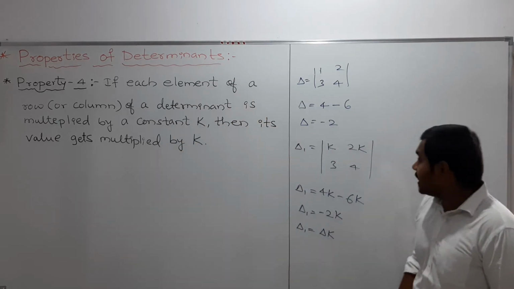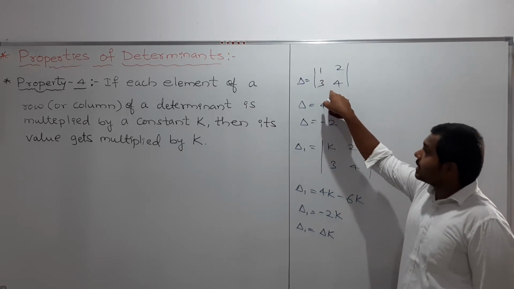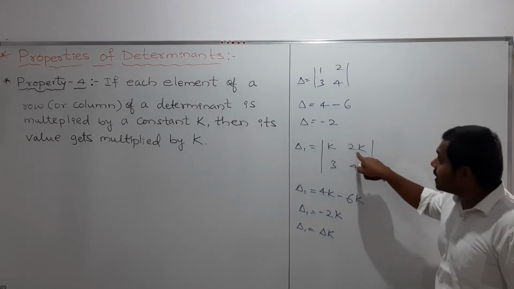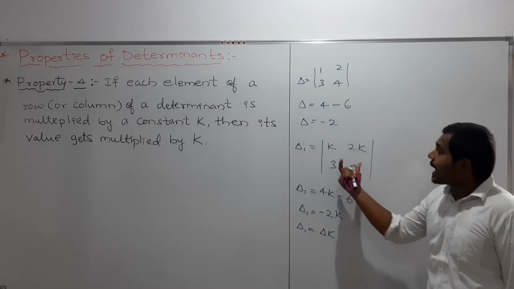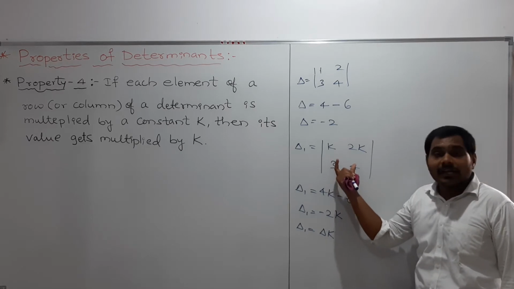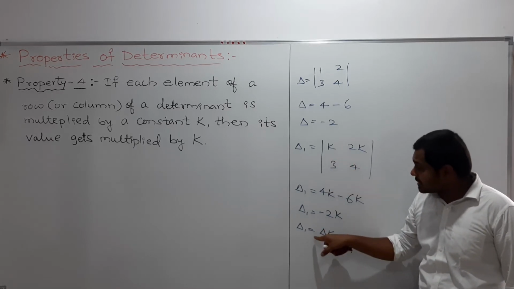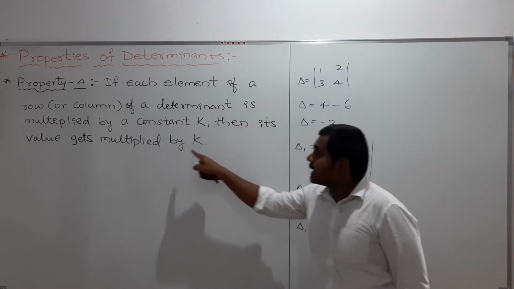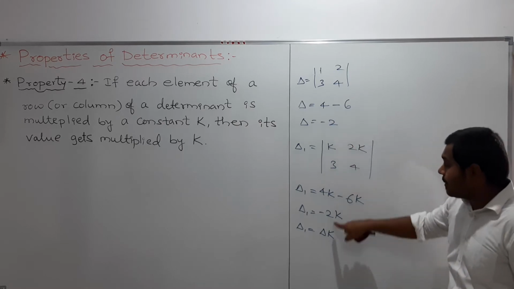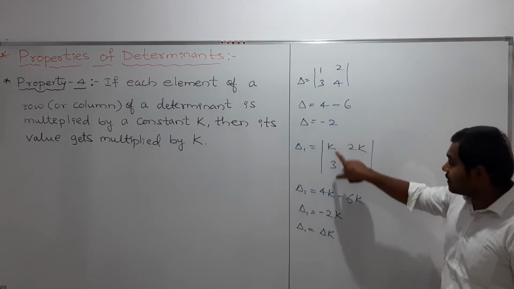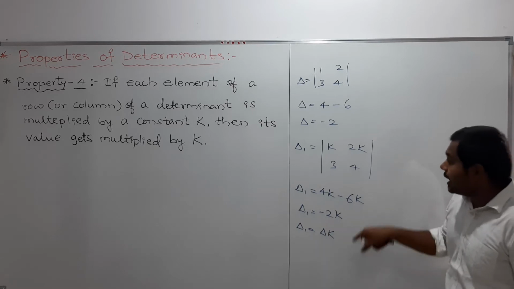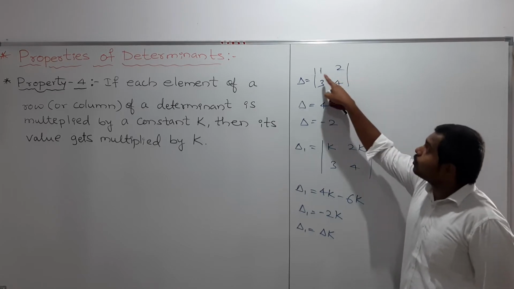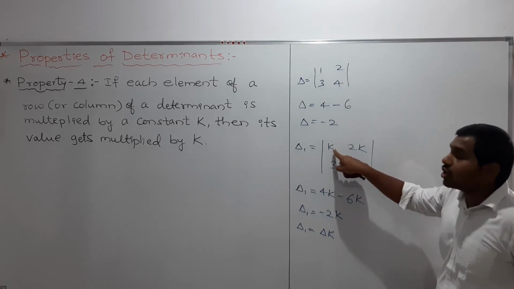multiplied by k. It means, after multiplying the first row of this determinant by the constant k, if you calculate the determinant value, that value is k times the original value. This value gets multiplied by k. It means I have one determinant here, and to its first row I multiplied the constant k.